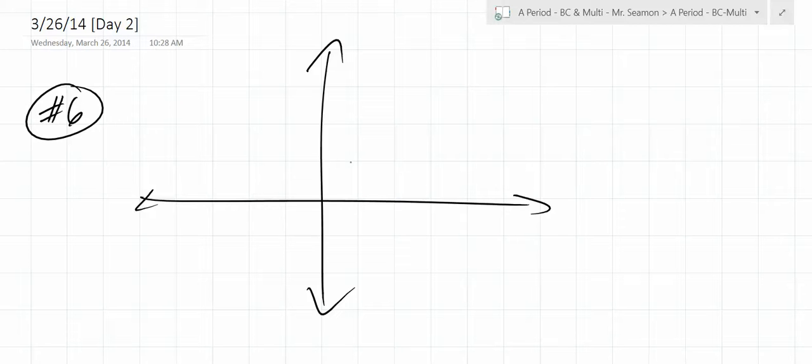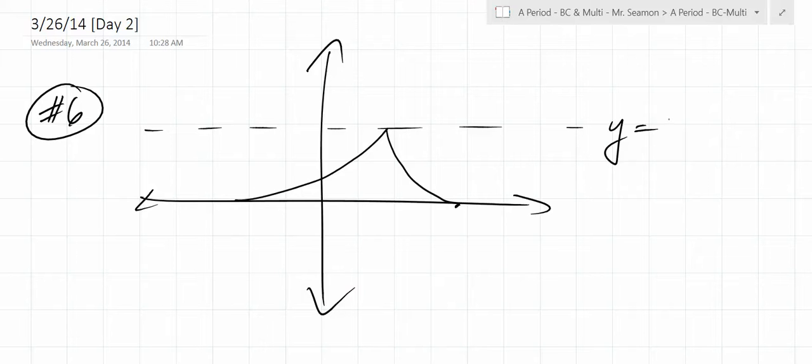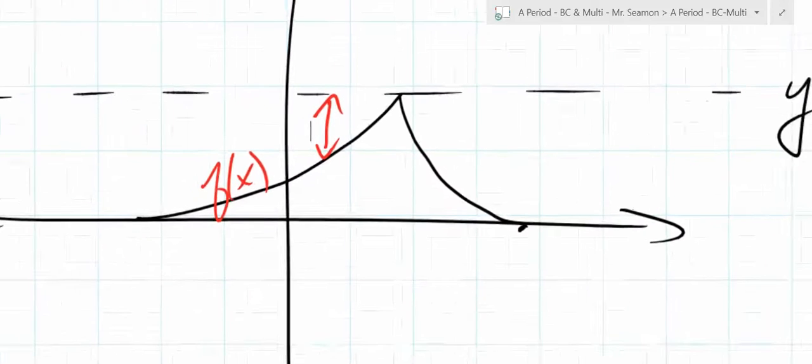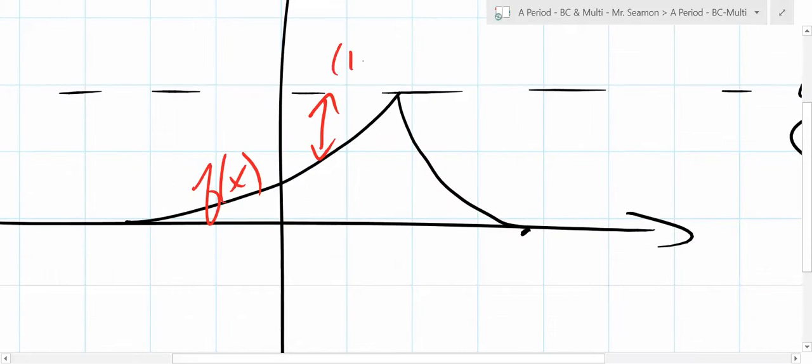It goes up a little bit, right? It goes up to 1, and then it comes down like this, right? And then here's y equals 1. But this is made of 2 lines. We're going to break it apart here. So this is f of x right here. So what's this distance right there? 1 minus f of x, right? And what's this going to be? 1 minus g of x.